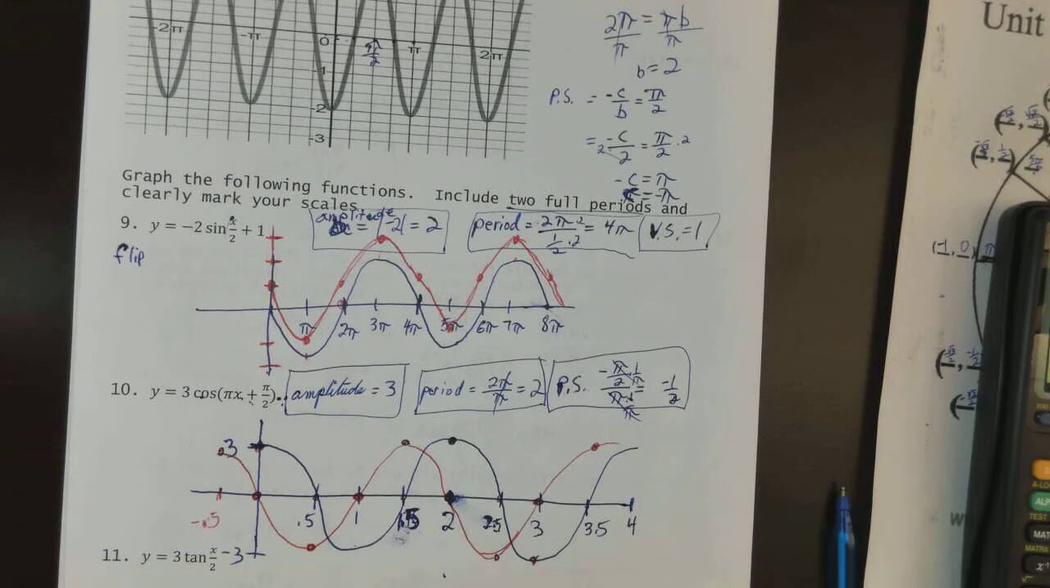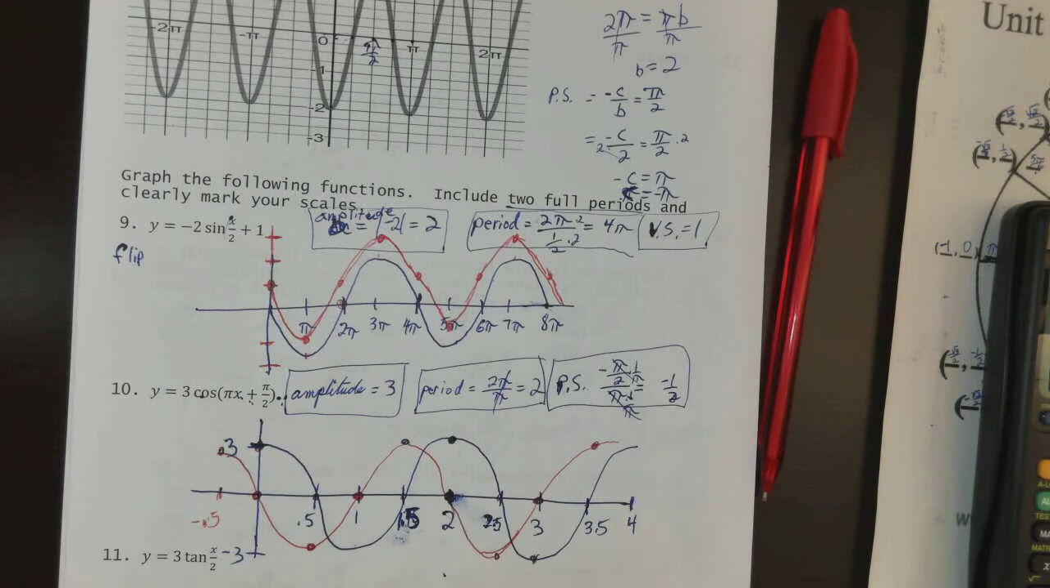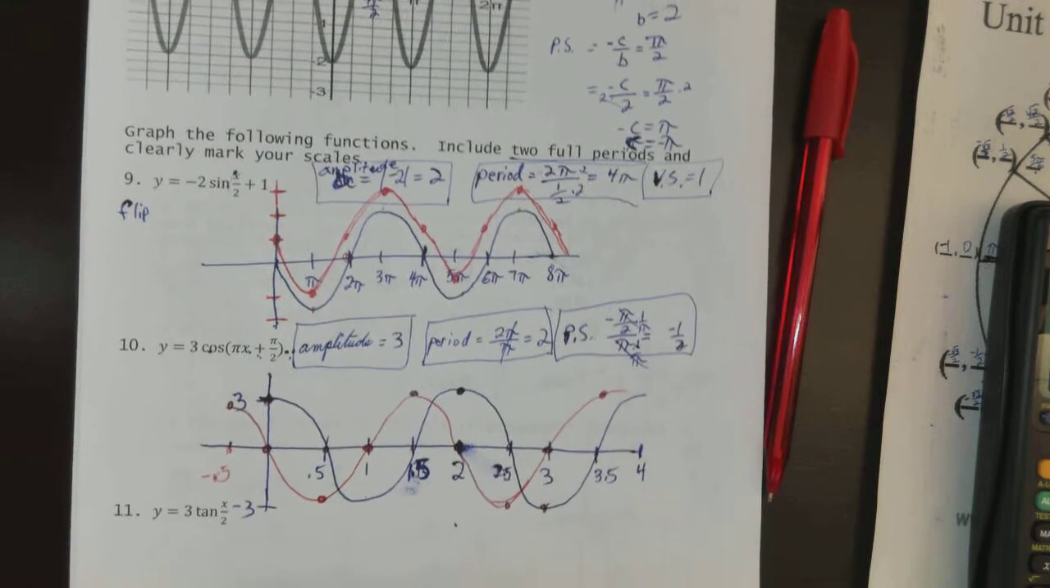Okay, groovy. All right, so that one is graphed, and it is the red again. When I've had to shift it, I'm shifting to the red graph.